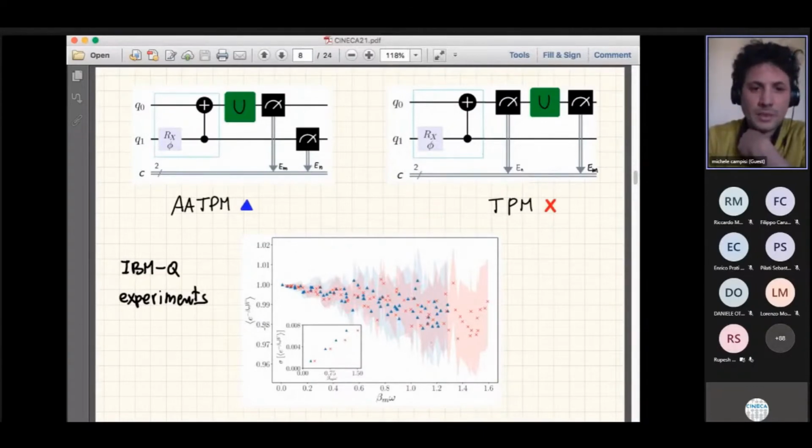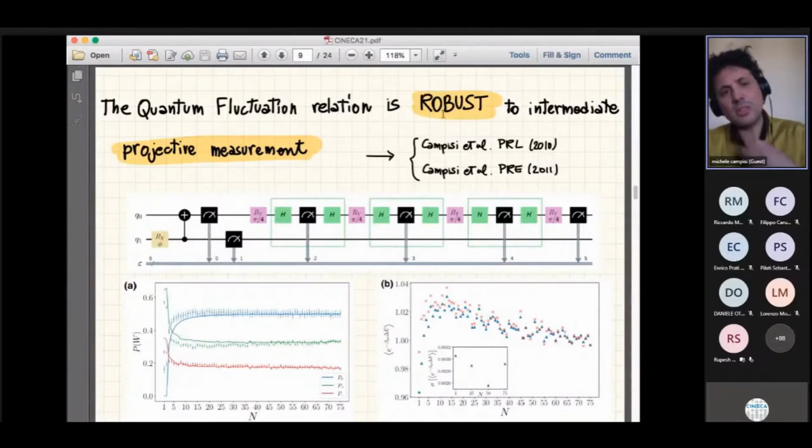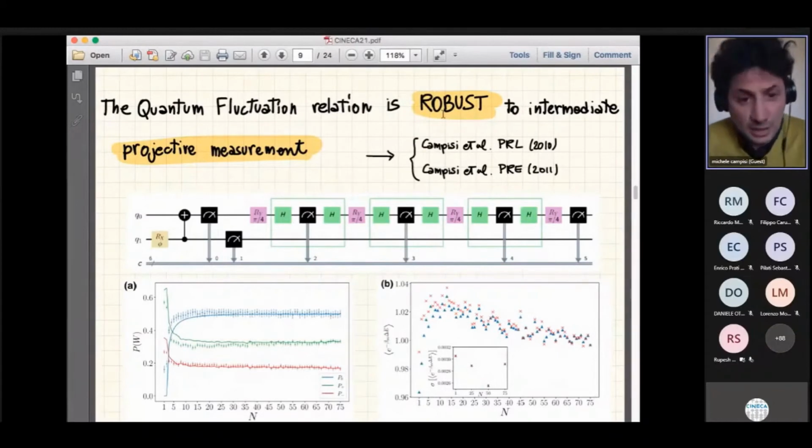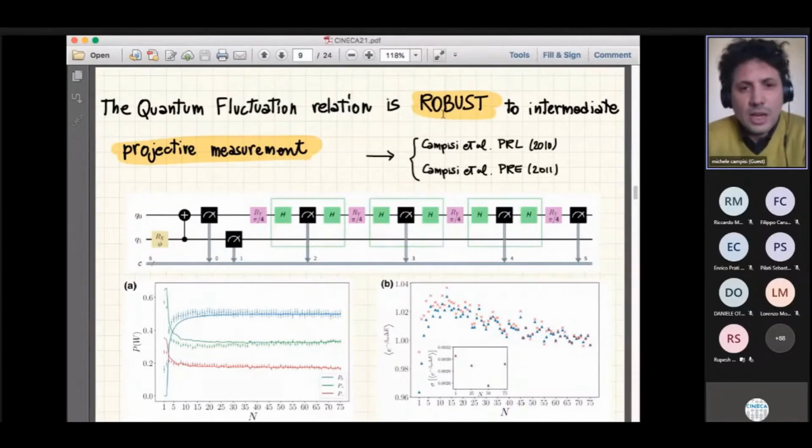So our next step was to use it to check some relation that was not experimentally addressed before. The Jarzynski identity was addressed, but something like 10 years ago I published two papers showing that the fluctuation relation is robust to intermediate projective measurements. If you interrupt the evolution with projections, that will alter the statistics of the work, but it will not affect the validity of the fluctuation relation. So it should continue to work.